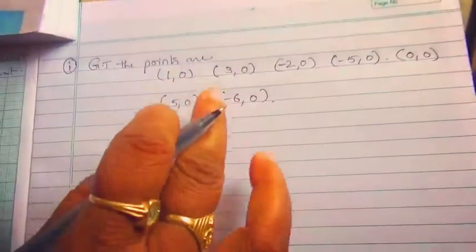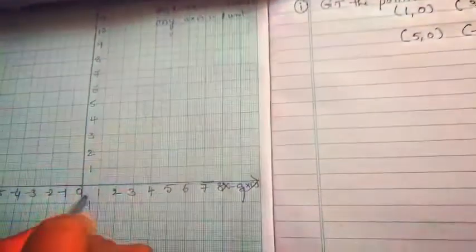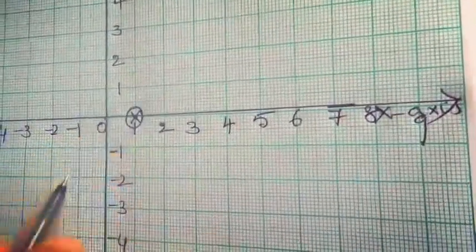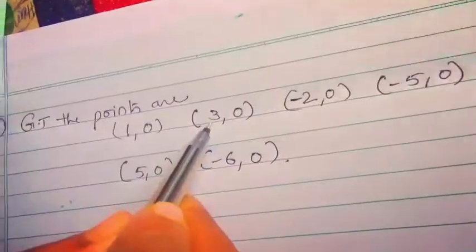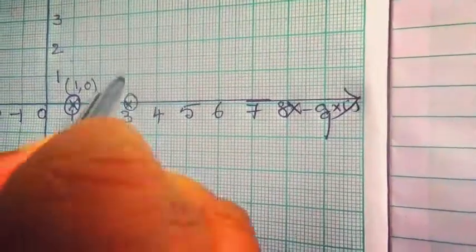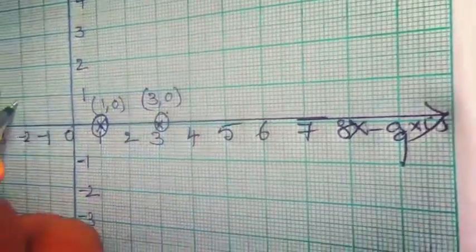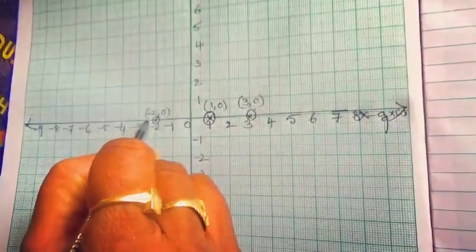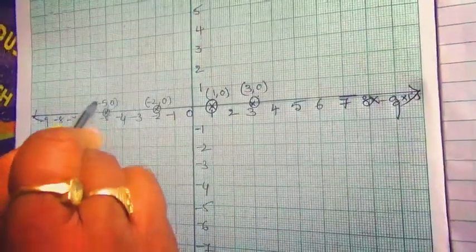Here we have the points. These points we have to plot on this graph. (1, 0): on the x-axis, 1. Here it is the first point, that is (1, 0). The next point is (3, 0), on the x-axis 3. Just like that, (-2, 0), here it is. Next, (-5, 0), here it is.